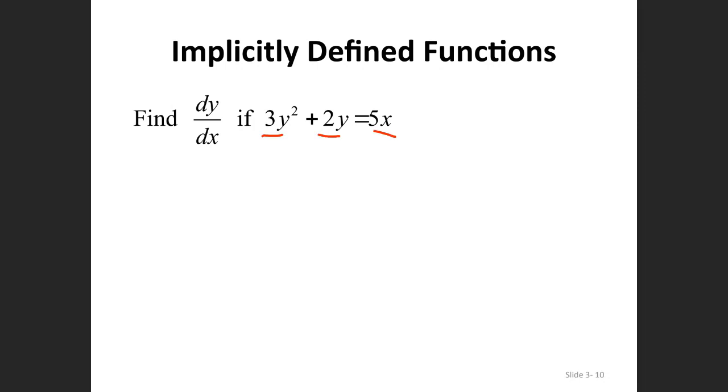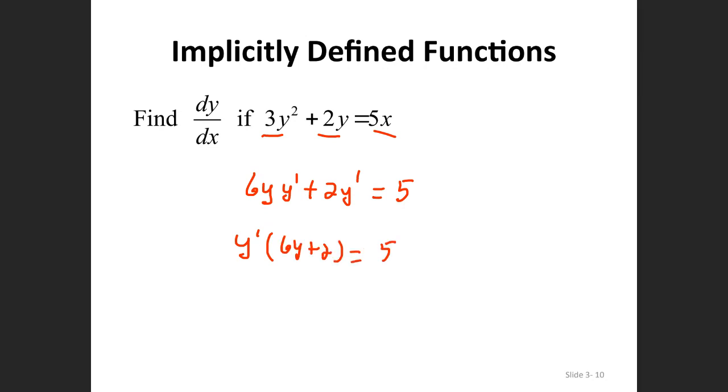But using implicit differentiation, step one, it says take the derivative of every single term. Okay, so that gives me 6y y prime plus 2y prime is equal to 5. Okay, that was step one. Step two, collect all the y primes on one side. They are already. Get rid of anything else. Well, I've got two terms on the left-hand side that have y prime. Step three, factor out a y prime. So this gives me 6y plus 2 is equal to 5.